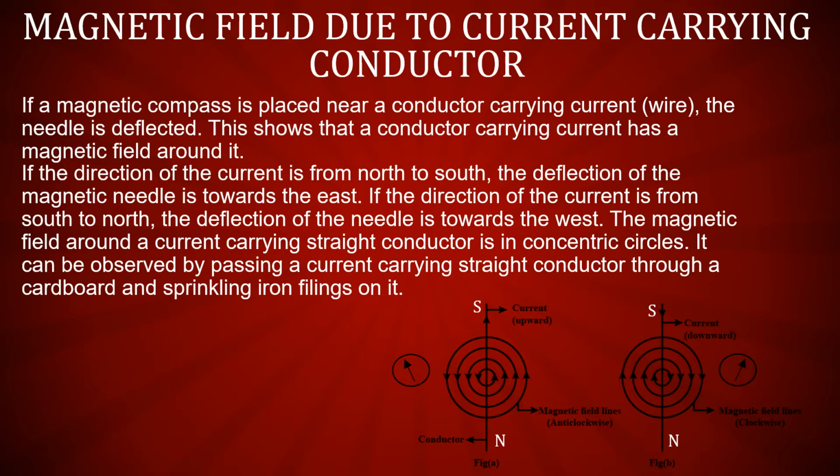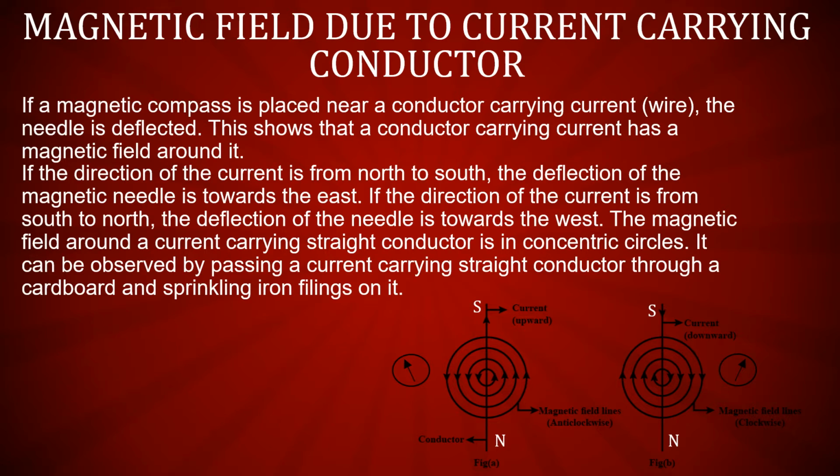Magnetic field due to a current carrying conductor. If a magnetic compass is placed near a conductor carrying current, which can be a wire, the needle will show deflection. This shows that a current carrying conductor has a magnetic field around it and it exerts a force on the compass needle. For example, as shown in the figure below, if the direction of the current is from north to south, you can see that the deflection of the magnetic needle is towards the east. And if the direction of the current is from south to north, you can see that the needle is deflected towards the west.